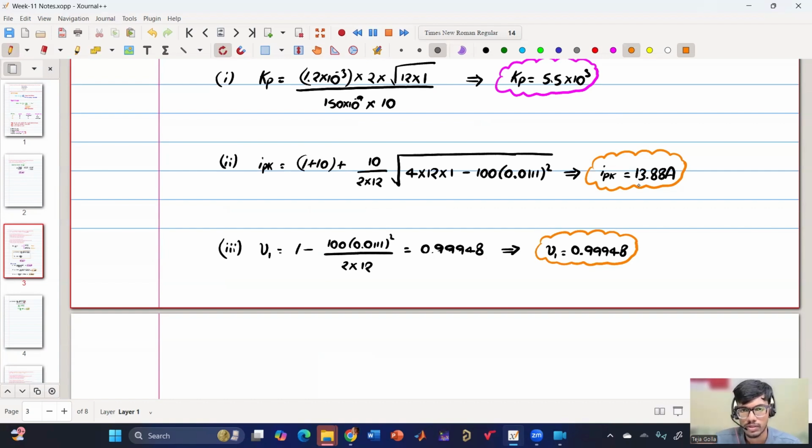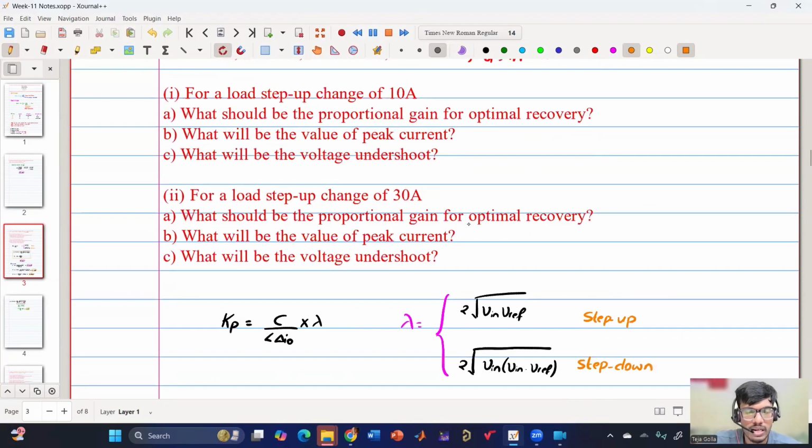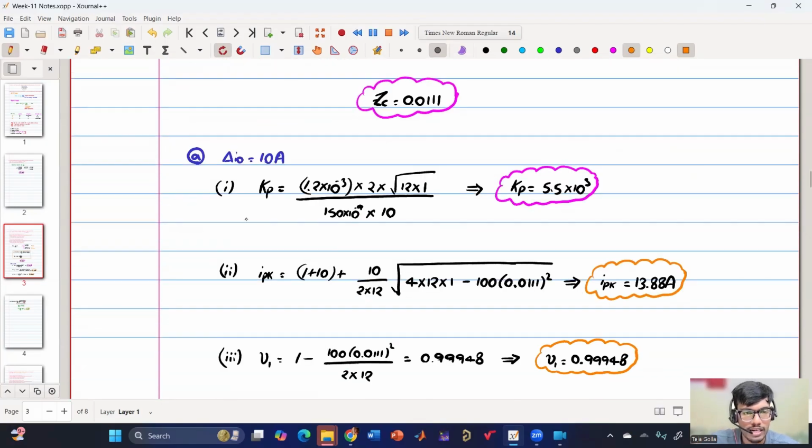Okay, sir, clear. So if you don't have any doubts, now we'll move to the second part, which is 30 amperes. We have calculated for 10 amperes and we will update these values. Now we'll see if the load transient is more, how it is affecting our gains, KP, how it is affecting our peak current, how the undershoot.